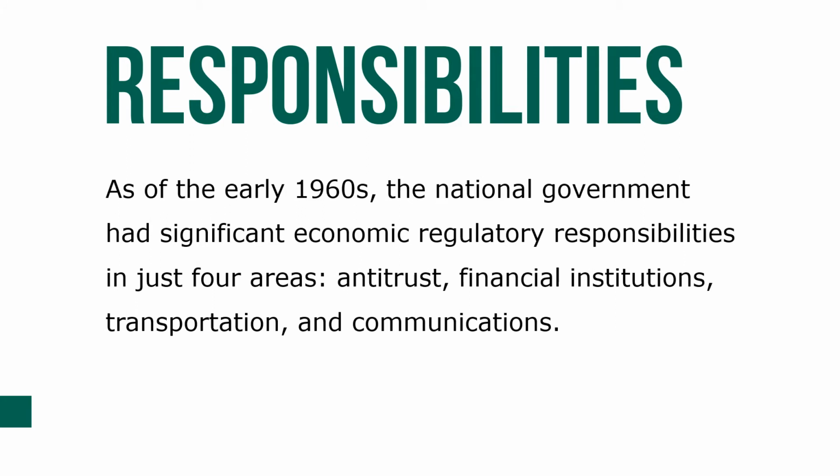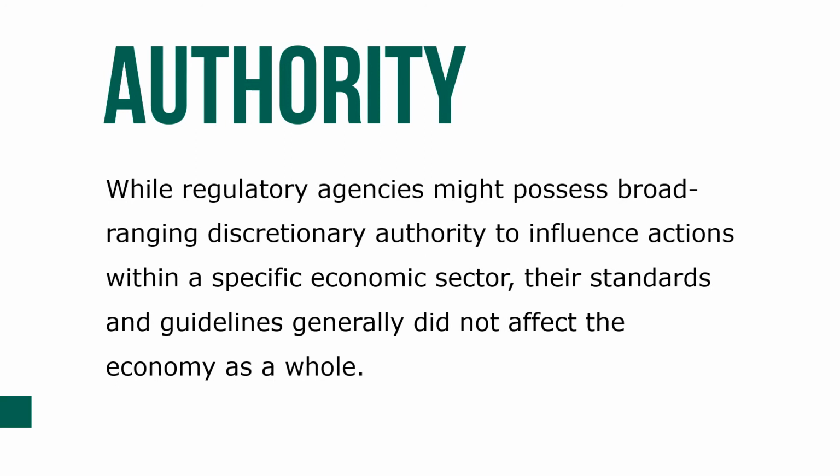As early as the 1960s, the national government had significant economic regulatory responsibilities in just four areas: antitrust, financial institutions, transportation, and communications. While regulatory agencies might possess broad ranging discretionary authority to influence actions within a specific economic sector, their standards and guidelines generally did not affect the economy as a whole.